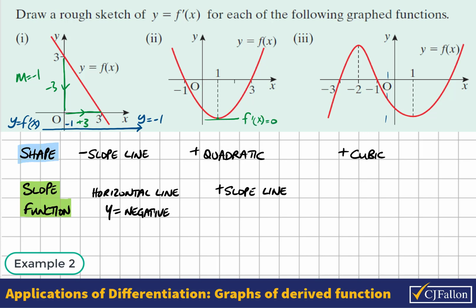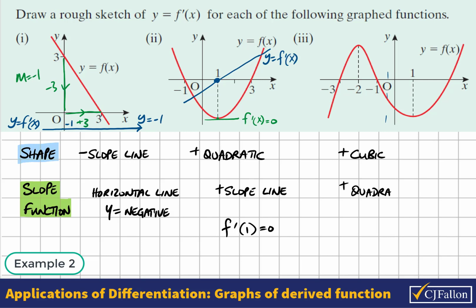The derived function equals 0 at the minimum point. And this happens when x equals 1. So we know that one point on the line is the point (1, 0). So a rough sketch is just any straight line with a positive slope going through the point (1, 0).